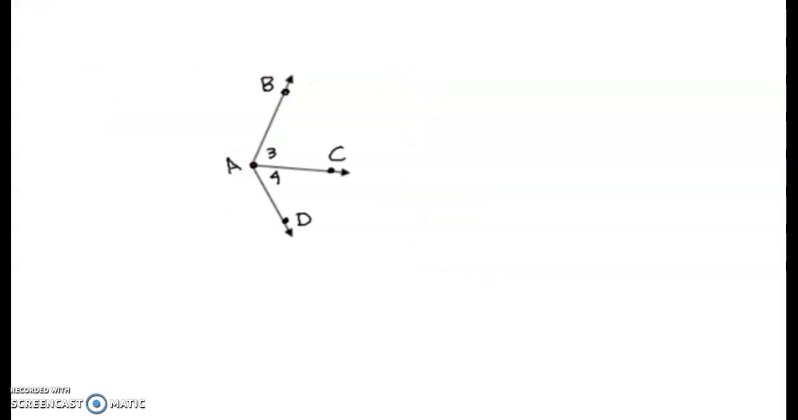All right, taking a look at this example, if I asked you to identify angle 4, where is angle 4 on my figure? Angle 4 is referring to this smaller bottom angle.